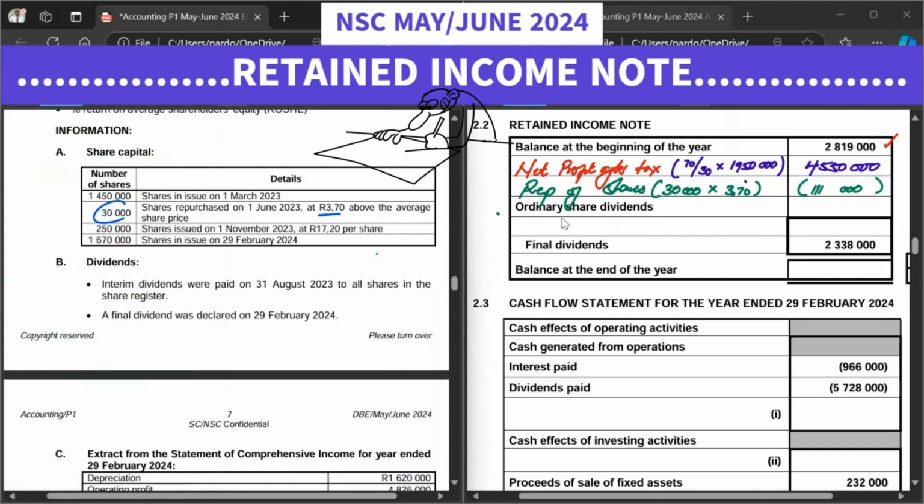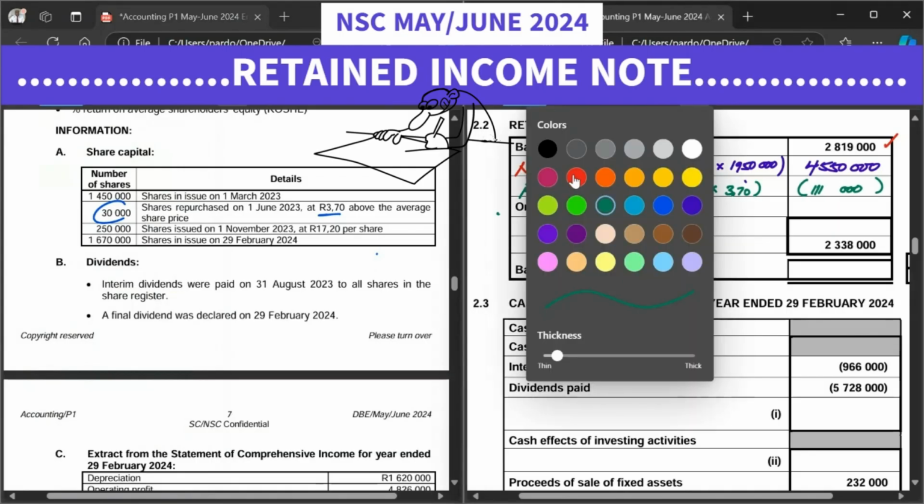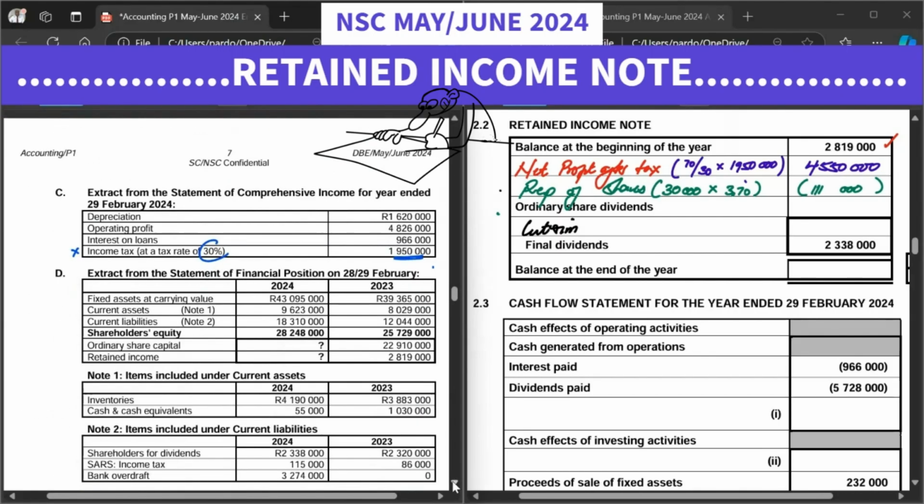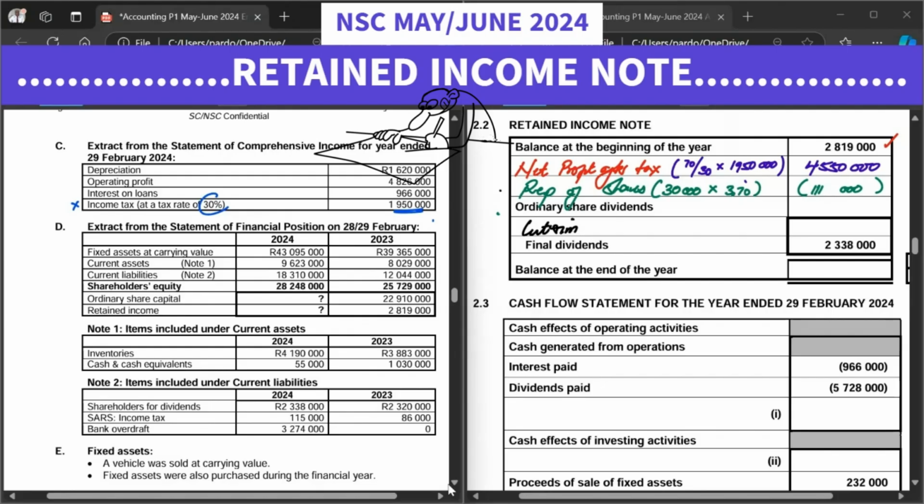And then we come to ordinary share dividends, whereby on the ordinary share dividends, you are going to get your interim first, and then your final dividends. Now, when we come to information B, we are told interim dividends were paid on 31 August to all shares in the share register, and we were not given the interim dividend per share. We were not given that, even the amount. And a final dividend was declared on 29 February 2024. So let's see if we're given more information that relates to this.